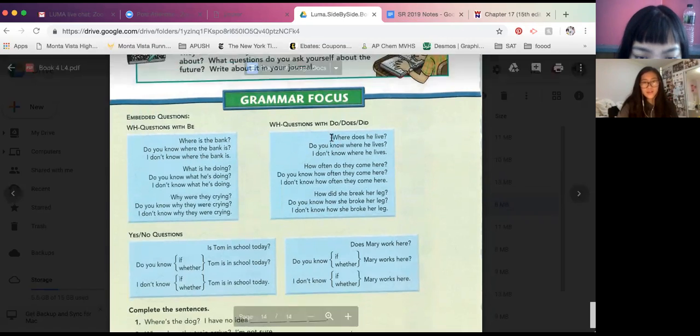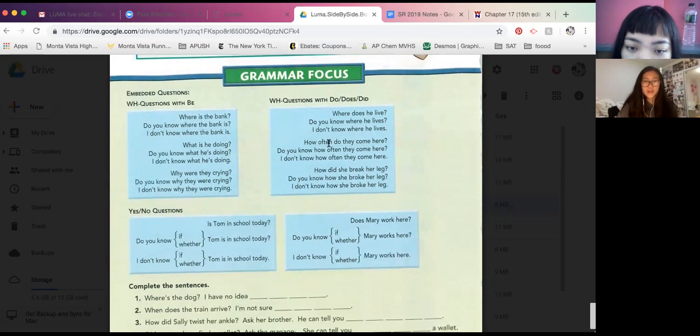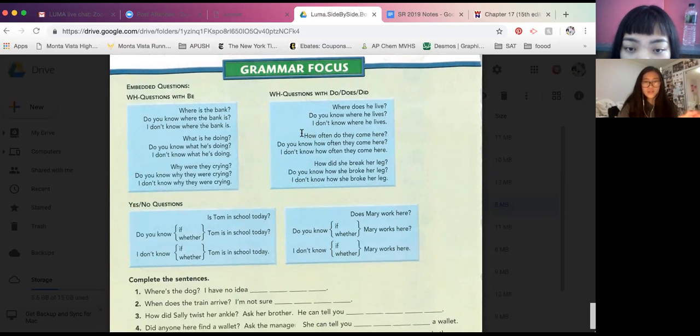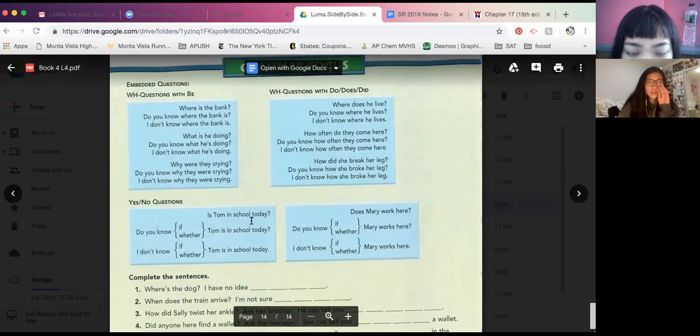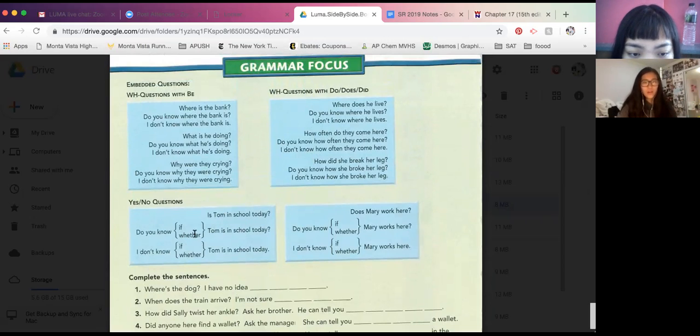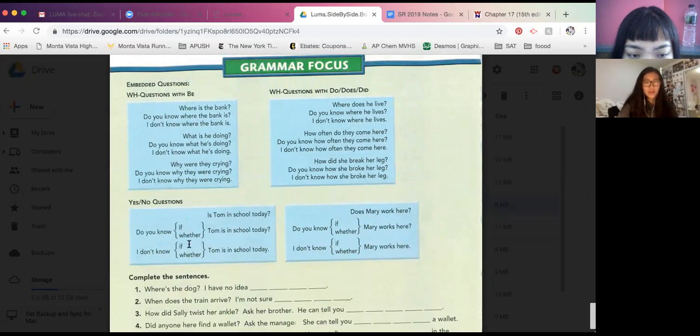And then for the second box, where does he live? Do you know where he lives? If you're asking that question, you're implying, do you know where he lives? That's the real question you're asking. So I guess that is what this chapter is talking about. And then it also talks about yes or no questions, and if and whether. So is Tom in school today? It's saying, do you know if Tom is in school today? And you can also say, do you know whether Tom is in school today? In this case, you can use if or whether. They mean the same thing. There are other times where it's not the same, but in these situations, you can use them interchangeably.